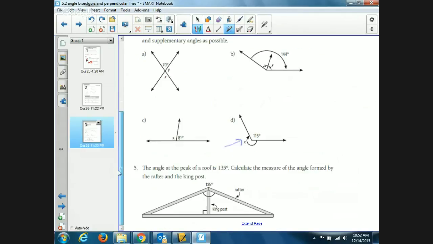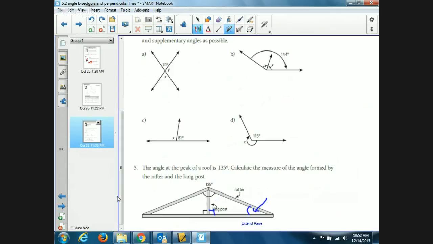And lastly, a little truss rod thing here. You should be able to tell that this post here, the king post, bisects the 135, so you can figure out what the small angle is inside there. You know that this is 90 degrees, so then you can figure out what this corner is.